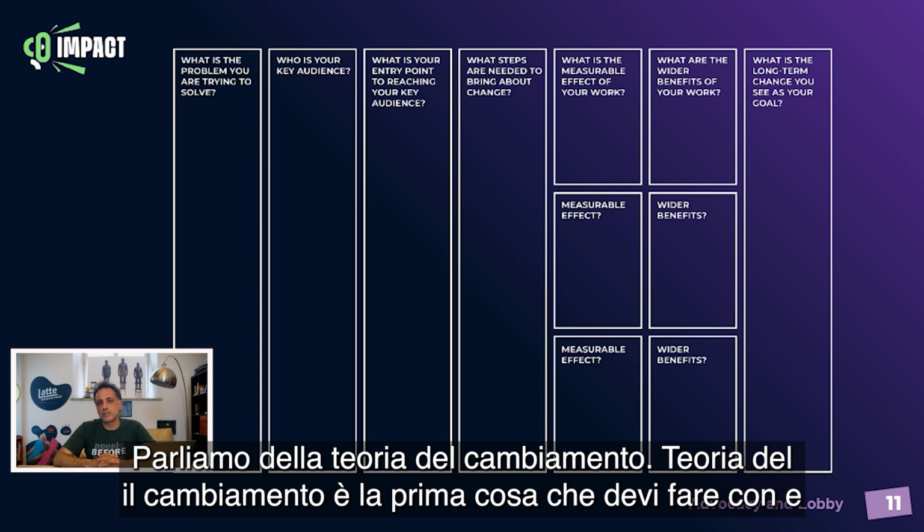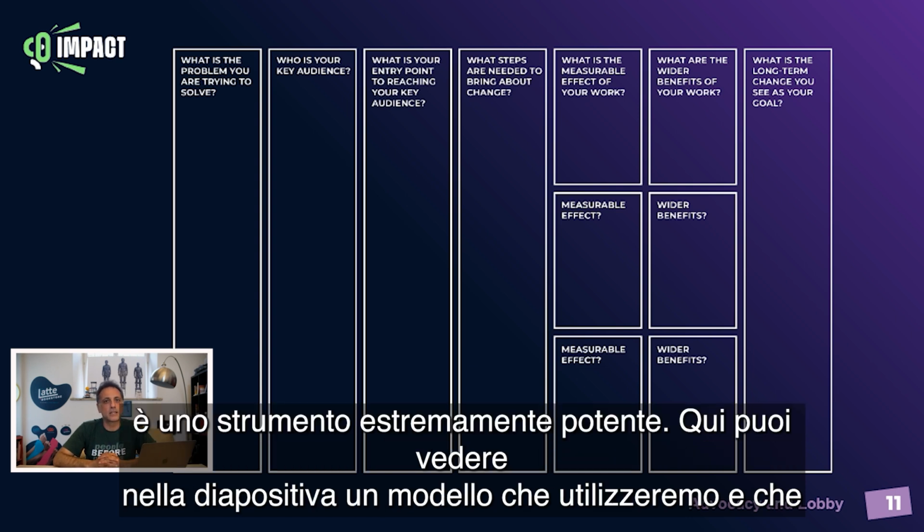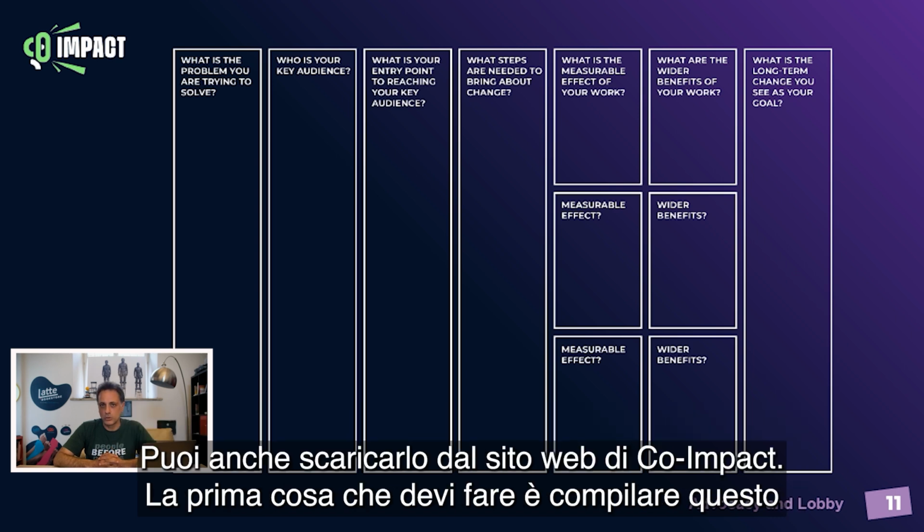Let's talk about theory of change. Theory of change is the first thing you have to do and is an extremely powerful tool. Here you can see in the slide a template that we will use and that you can also download from the Co-Impact website.